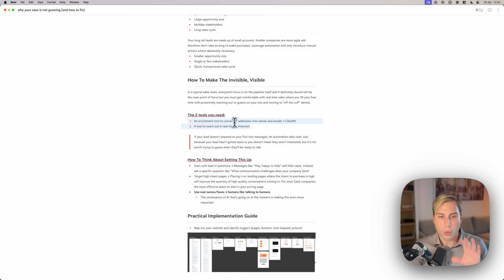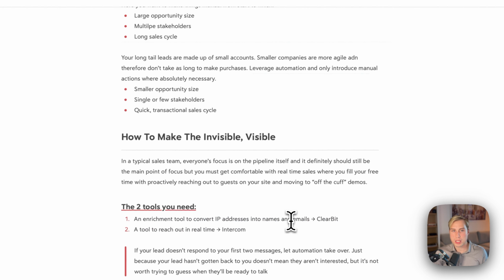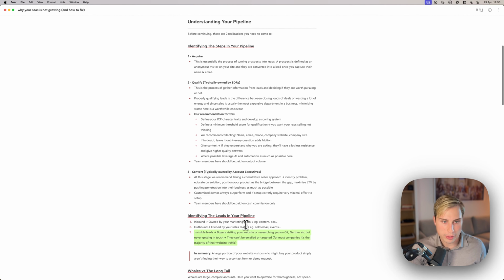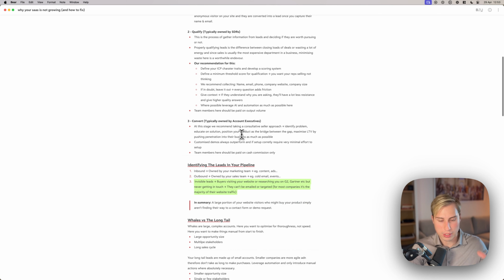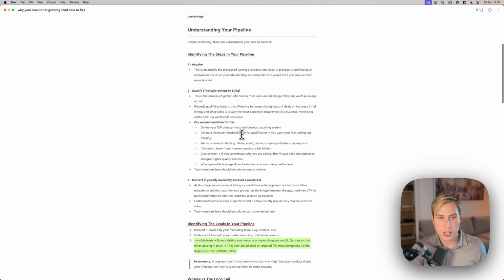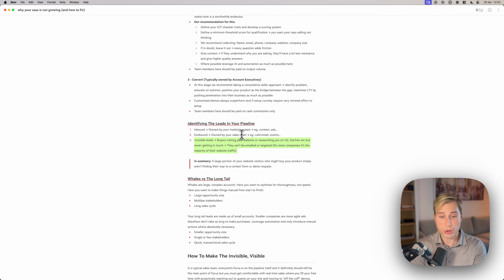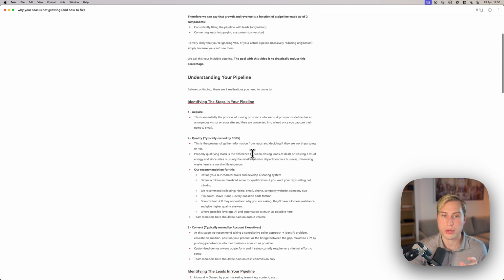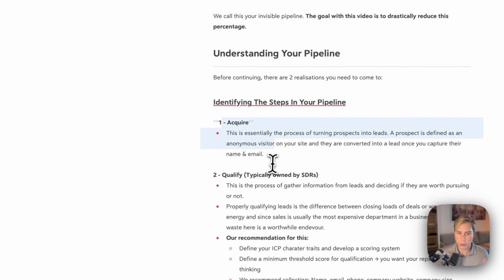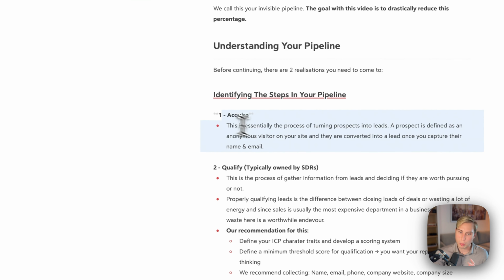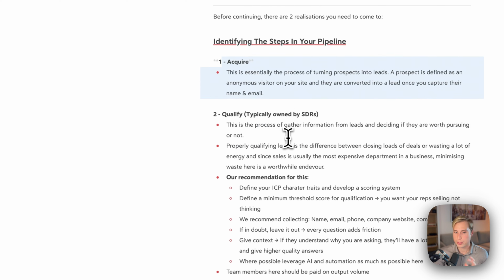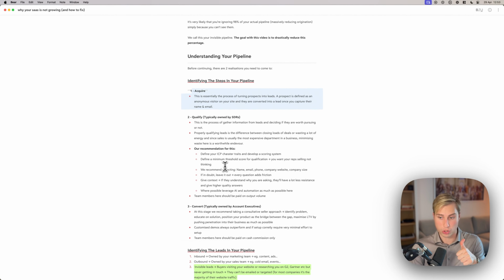So why do we need to convert IP addresses into names and emails? It comes back to the things that I was explaining earlier. First of all, we are converting anonymous people into names and emails, and we're using Clearbit to do that, which means we don't have a human doing it. We have automatic software doing it, which is our acquire stage. So we've done what we wanted. We've now passed stage one, and we've done that with software instead of a human, which means we don't have that much cost associated with it. So good, we're good to go there.